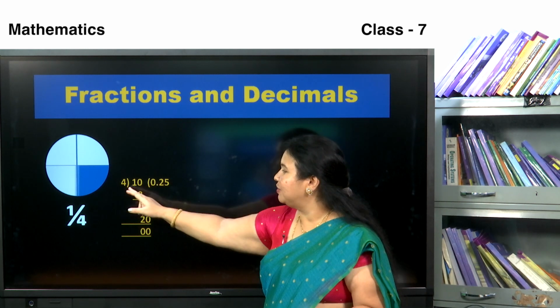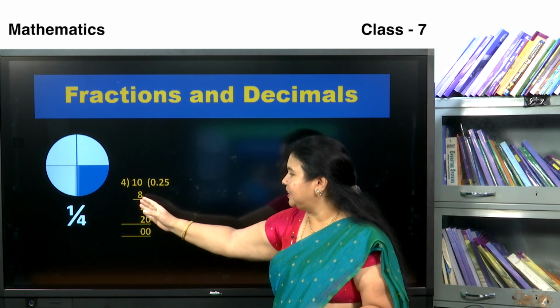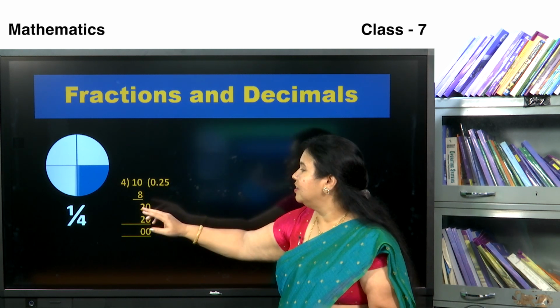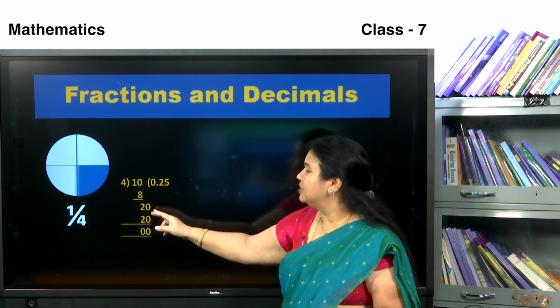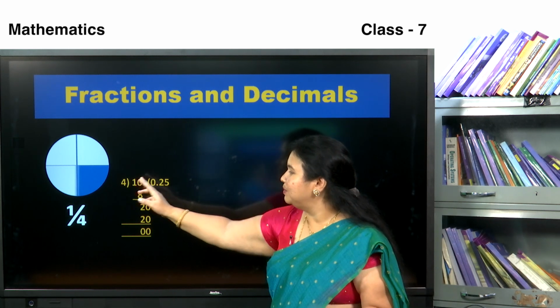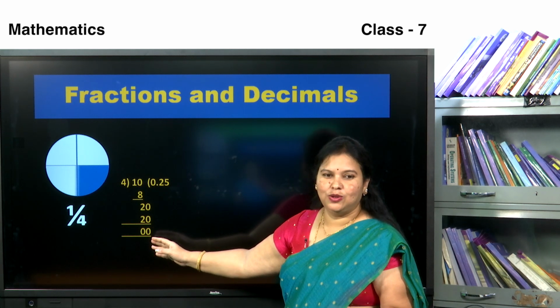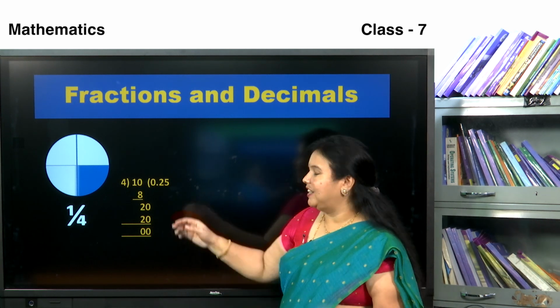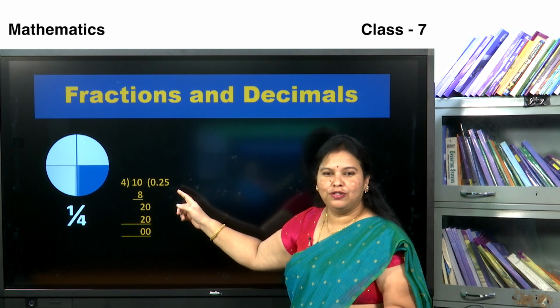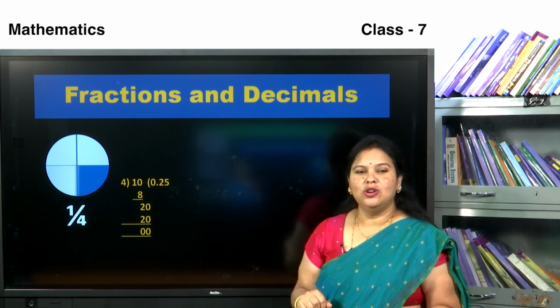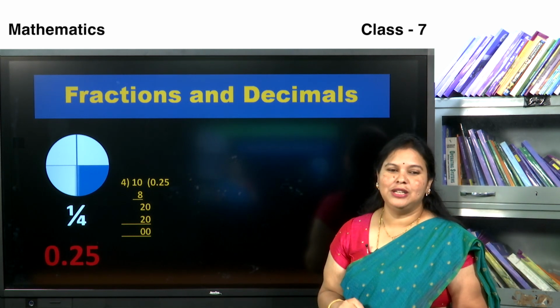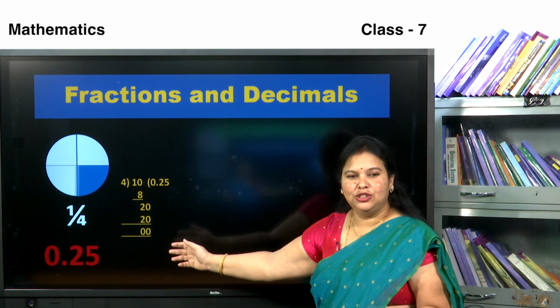So 2 times of 4 is 8. By subtracting these two, we get 2. We can take 0 again. It becomes 20. So 5 times of 4 is 20. By subtracting these two, we get 0 as remainder. Ultimately, we got 0.25 in quotient. So 1 by 4 can also be written like 0.25.